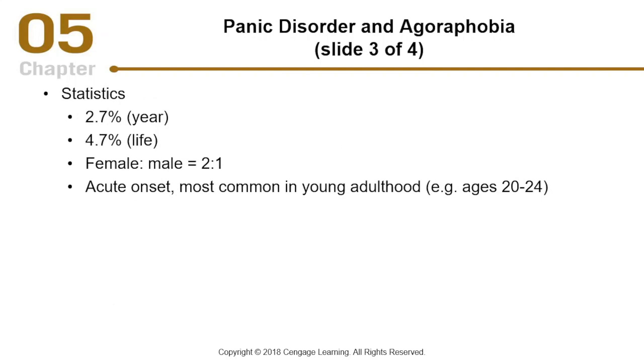Okay, so statistics-wise, in a year, there is a prevalence of 2.7. In lifetime, there is an incidence of 4.7. So, usually, it's more diagnosable with female than males. So, for every 2 females, there's 1 male with panic disorder and agoraphobia. So, the onset for this one is acute, and this is more common in young adults around ages 20 to 24.